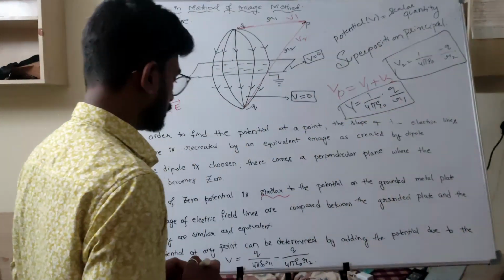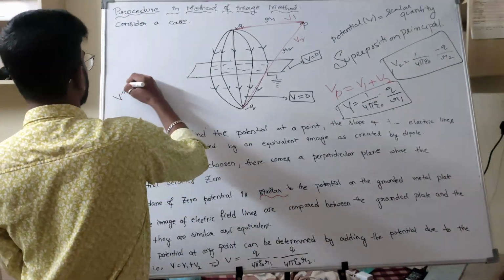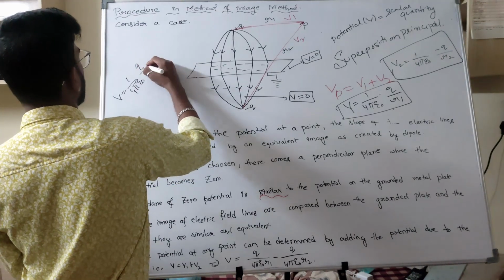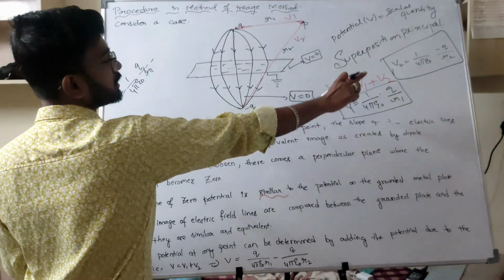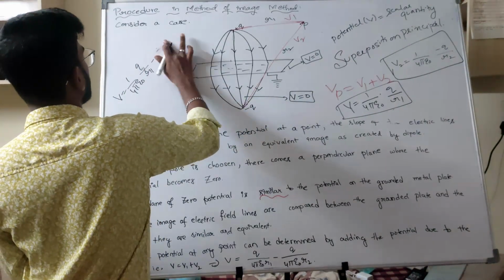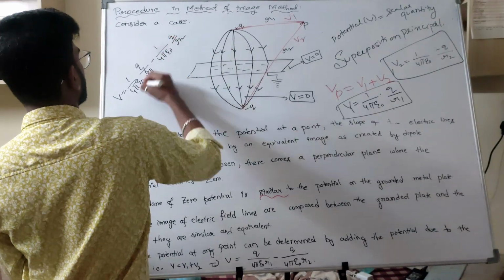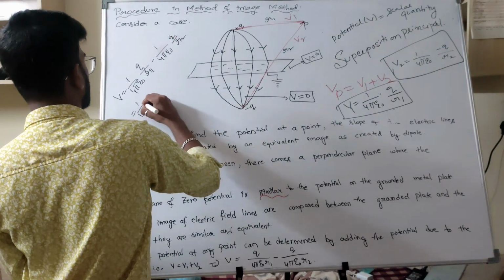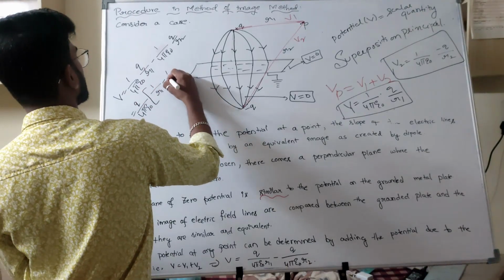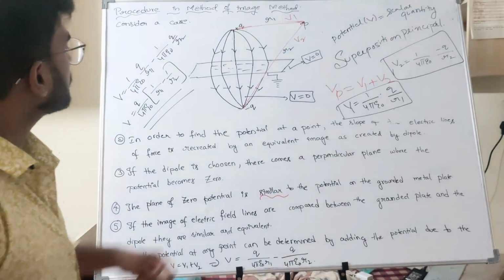Now if you want to add both, the total potential V is equal to 1 by 4 pi epsilon naught Q by R1, minus, since V2 has the charge minus Q, 1 by 4 pi epsilon naught Q by R2. So finally you get Q by 4 pi epsilon naught times (1 by R1 minus 1 by R2). This is the total potential at point P.